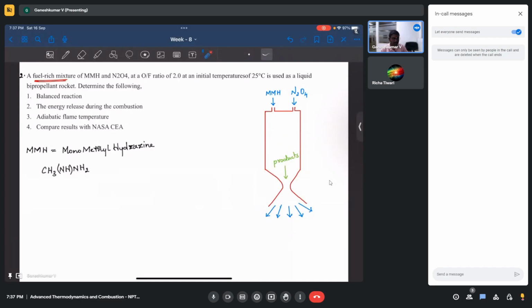Do you know what a nozzle is, Richa? It's a CD nozzle. Are you from a mechanical or chemical engineering discipline? I'm from a chemistry background. Oh, okay. So you may not know what a CD nozzle is. Do you know? Yes, sir. Actually, I have an interest in thermodynamics and combustion. That's why I joined this course, and I'm also doing a PhD, so it is somewhat related to my work.